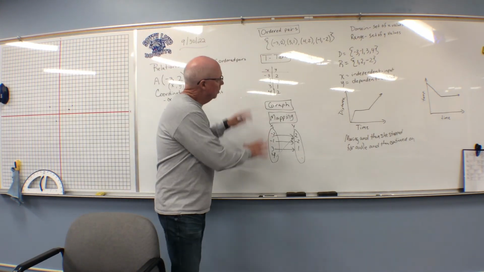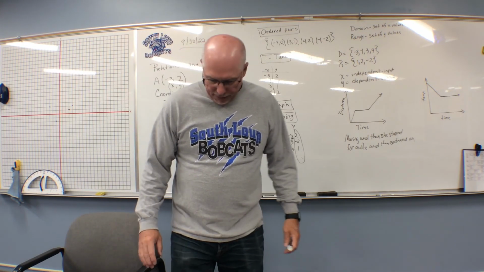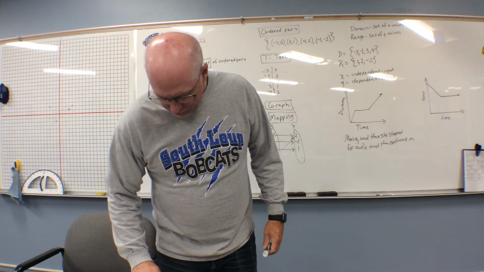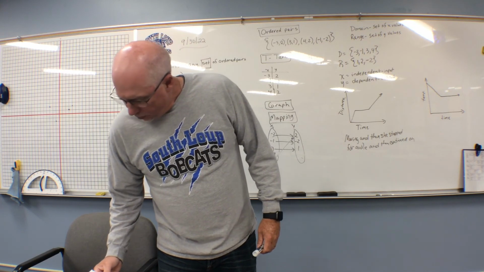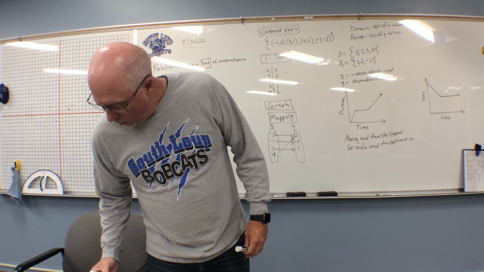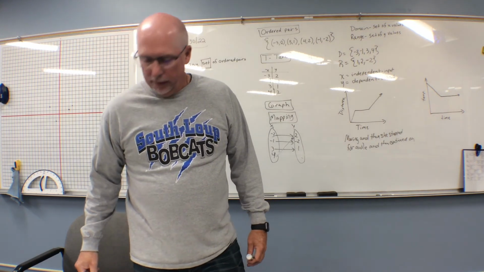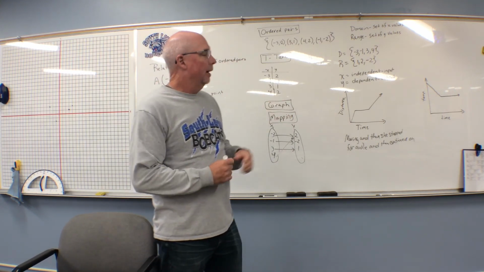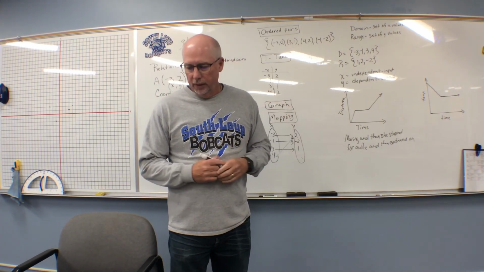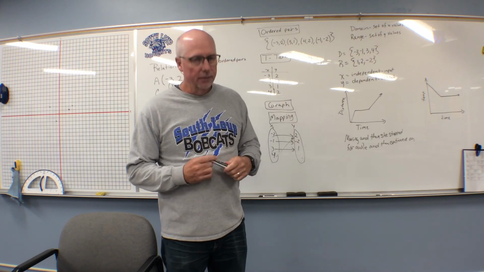So this is what we're going to do. The assignment is page 46. It starts on page 45. We're going to do 10 through 20 even, and then 21 through 30 all. It's worth 40 points. And then the next video, hopefully, will show you how to do functions. Okay?